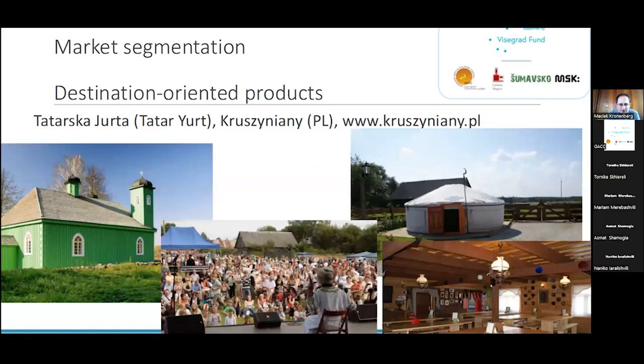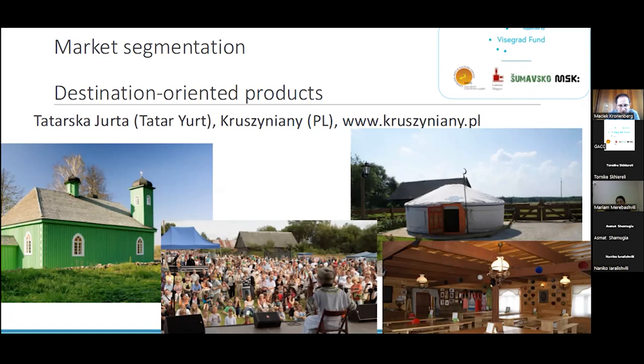And now the second example of this destination-oriented product. Also, we stay in eastern Poland. There are a few villages in which there is a Tatar minority. In the 17th century there was a military regiment made of Tatar people who were fighting in the Polish army, and as they were famous for their bravery, the Polish king gave them a piece of land in today's eastern Poland. So they settled there, they built houses, they built mosques. The mosques from the 17th century are still standing there.